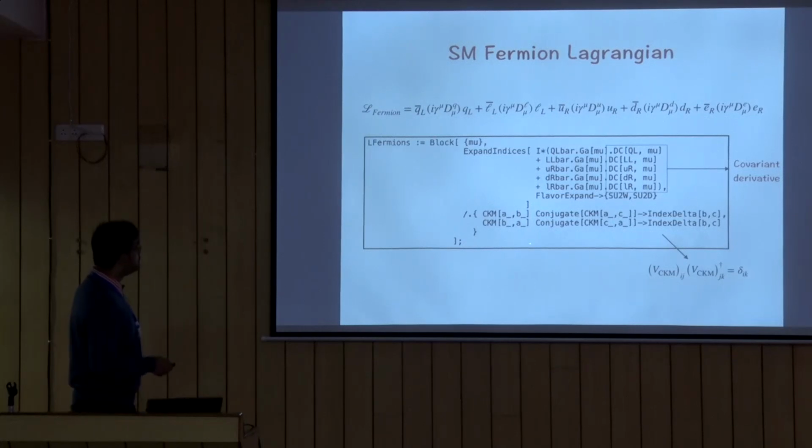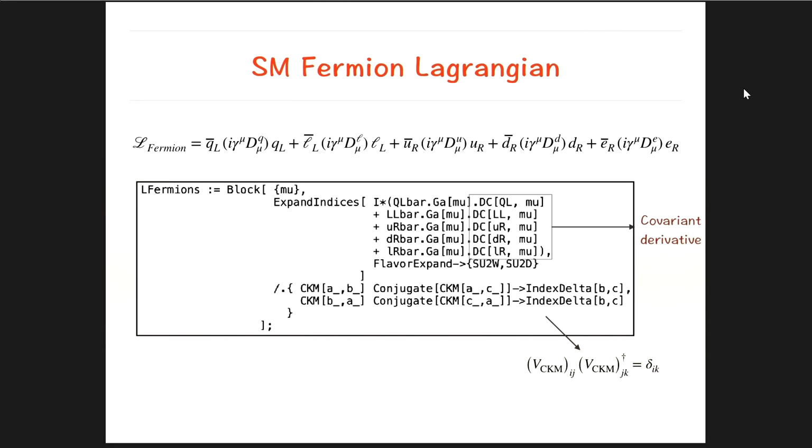Yeah, so this is the part which does the case for, so you see this QL bar, gamma mu, DC of QL mu, etc. And then you have for LL, UR, DR, etc. This flavor expansion has to be done both in SU2W and SU2D. And here there is a restriction that VCKM IJ, VCKM JK dagger equals delta IK. This is something that we have to assign to this fermionic Lagrangian.